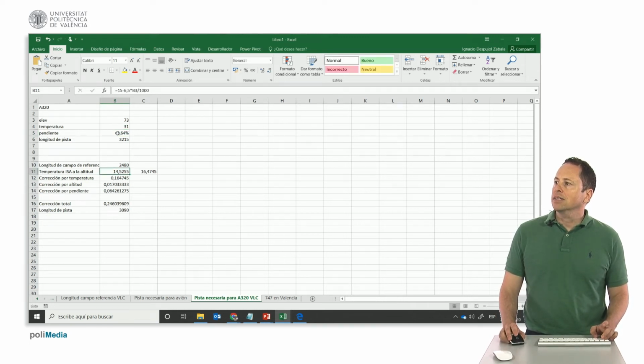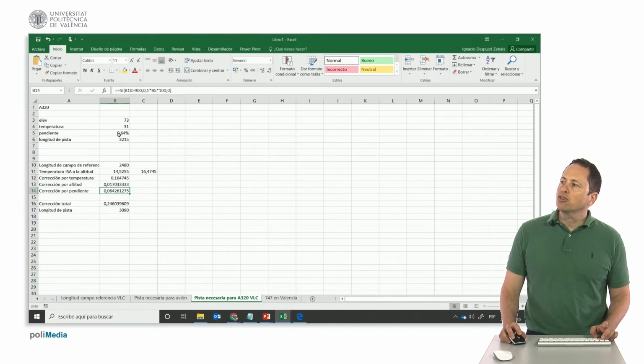We put it here. We estimate the ISA temperature at 73 meters, which is 15 minus 6.5 degrees times 73 divided by 1,000. Then we estimate the correction for temperature, which is 1% for each degree of difference between the reference temperature of the aerodrome and this temperature, which is this subtraction, which leaves us 16.47%. Then the correction for the altitude will be very little. It is 1.7%, because it is 73 divided by 300 times 0.07, because it is 7% for every 300 meters.